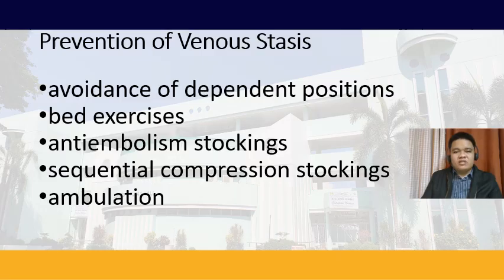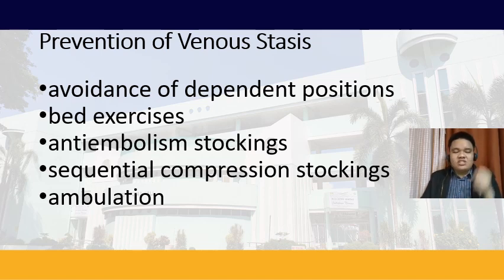Now, on prevention of venous stasis. When I say venous stasis, it has a tendency to lead towards deep vein thrombosis. So you need to avoid dependent positions. Bed exercises, whether passive or active ROM, are recommended. Anti-embolic stockings to allow adequate venous blood flow or venous return are recommended. Sequential compression stockings may also be used. And then, of course, ambulation is the best remedy to prevent your venous stasis.